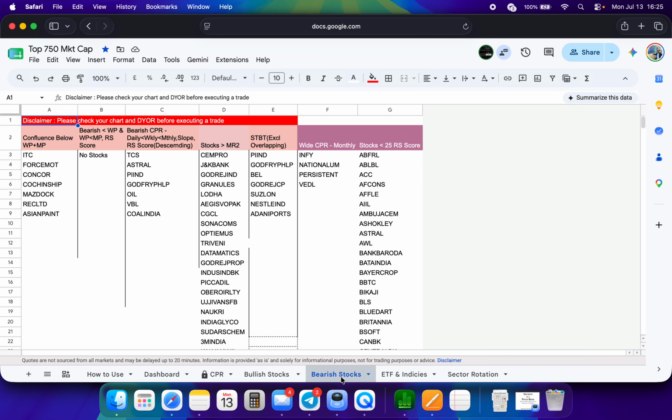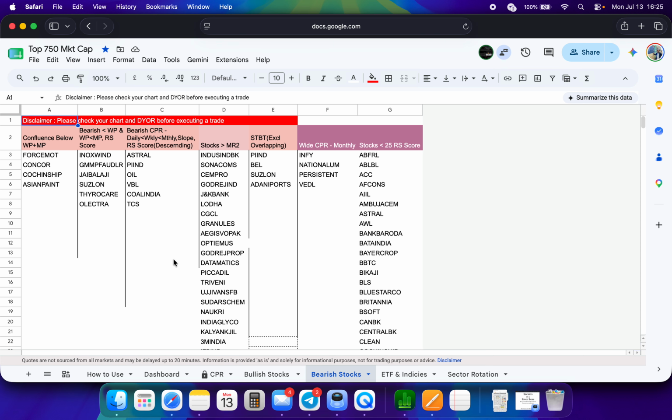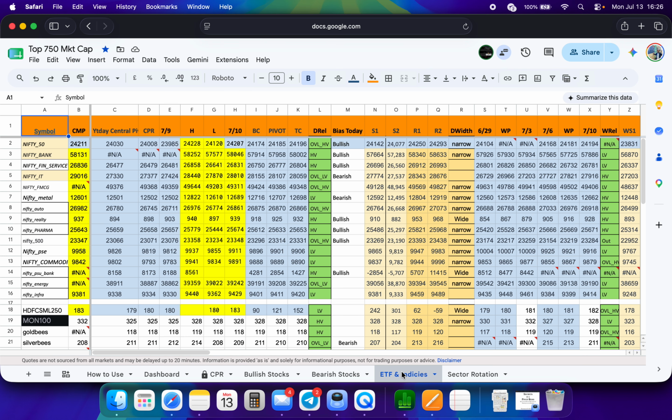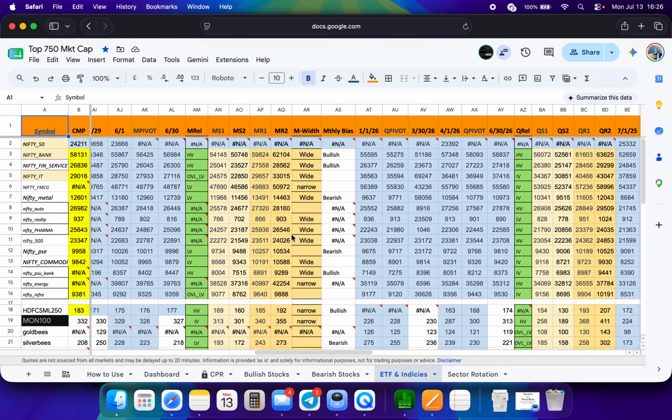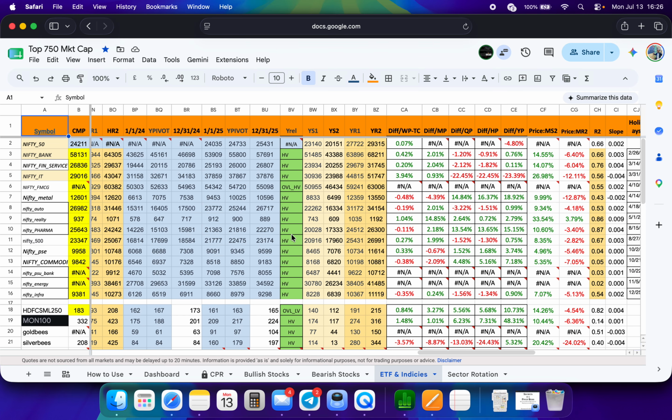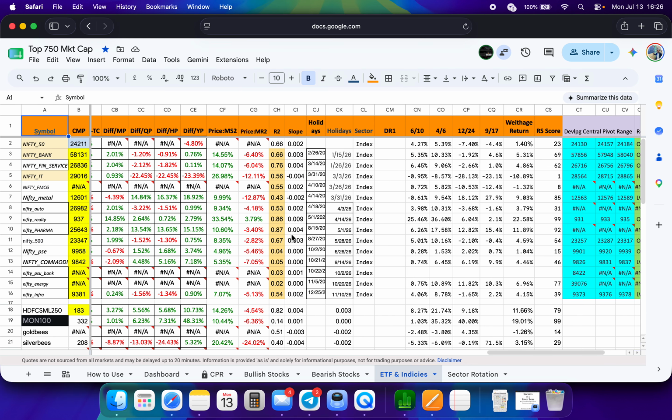Now, these are bearish stocks, basically the reverse of what we studied in bullish stocks. So I'll not waste your time much, but this is about bearish stocks, for those who want to sell, book profit, or want to short. Then the next tab has all the information, the same which you saw in the CPR sheet, given here for ETFs and some of the indexes. So you get an idea. You have weekly, monthly, up to yearly, and then you have the resistance level, etc.